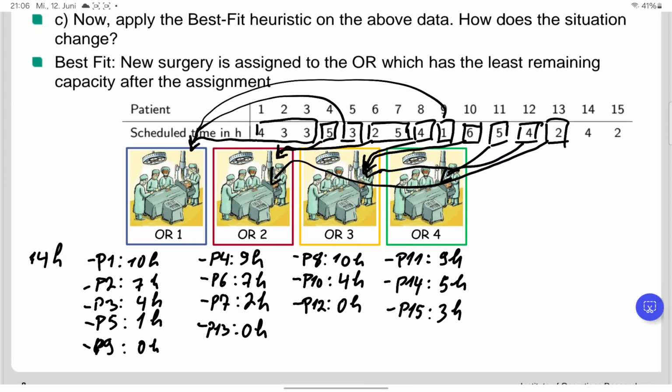So that means no patient has to wait for the next day. No one has to stay overnight, and we could decrease the idle times also. And with that, I would like to thank you for your attention.